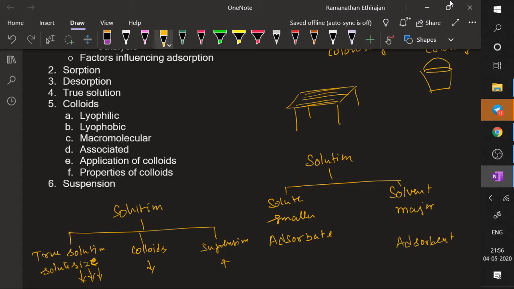So I hope now you should be able to divide solutions into three types: true solution, colloids, and suspension. This classification is based on the particle size of the solute. In a true solution the particle size is the least, in a suspension it is bigger, whereas in the case of colloids it is in between. Please go through it, and if there is any doubt, please ask me.